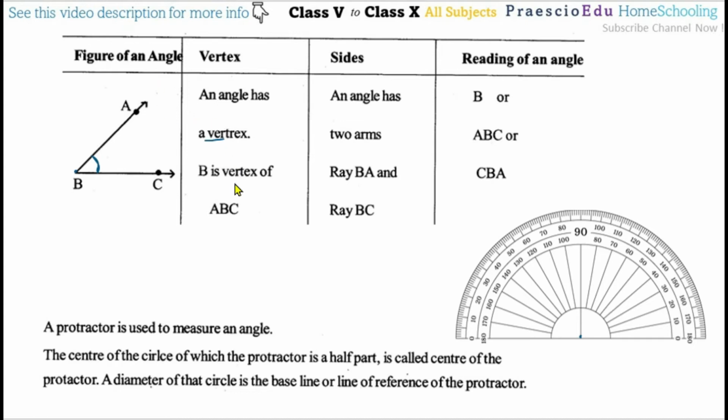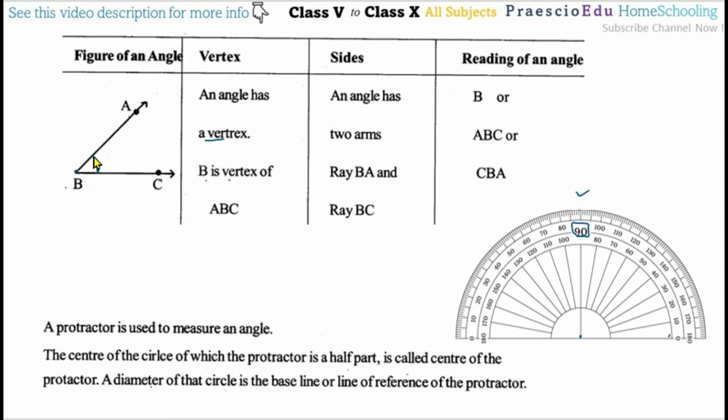Now B is the vertex in this figure, and A and C are points on the two lines. They make the line BA and the line BC, and they make some angle. On the basis of measurement, there are angle types. If the angle is below 90 degrees, that is called an acute angle. If the angle measures more than 90 degrees, that is called an obtuse angle, and an angle exactly 90 degrees is called a right angle.